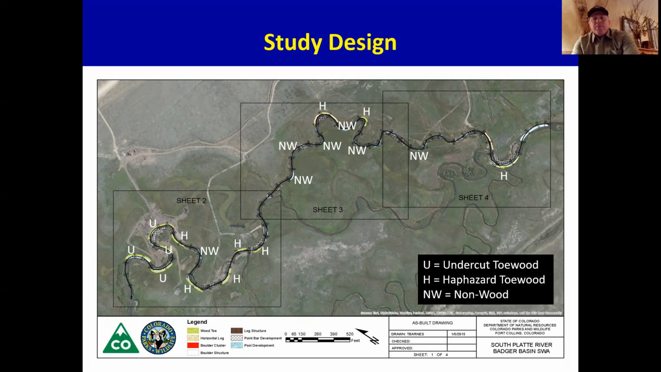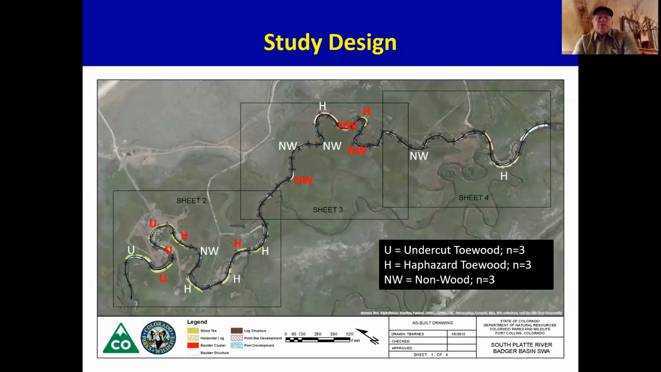So we identified all the pools that we've done work on. U stands for undercut treatment, NW stands for no wood, H stands for the haphazard treatment. Then we randomly selected 3 of each of those different treatment types within the reach, and we sampled those pools.